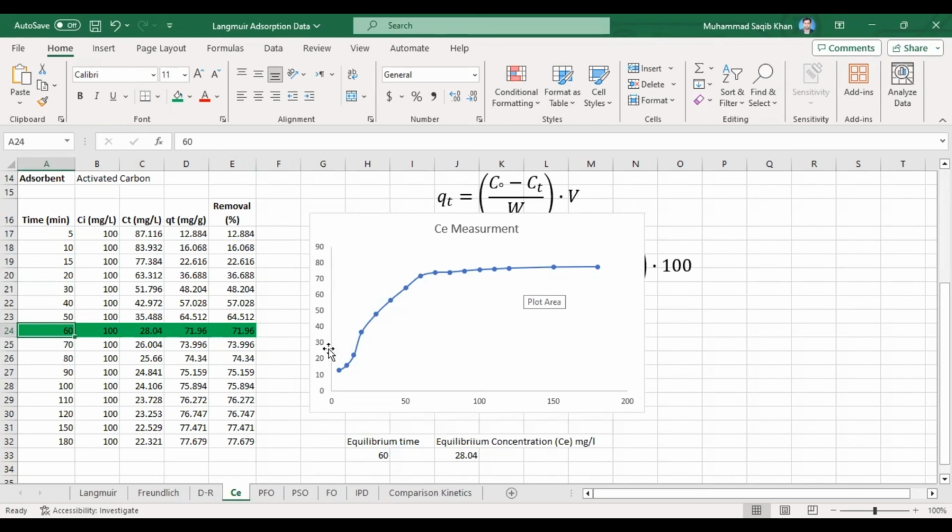In the first 1 hour, the removal was 71%, almost 72%. And after that, in 2 hours, it was only 5 to 6%. So we considered this 60 minutes as our equilibrium time, and equilibrium concentration was 28.04. So you will use this equilibrium concentration later on in your isotherms modeling and your kinetics. Hopefully now you understand how to measure the equilibrium time and equilibrium concentration.